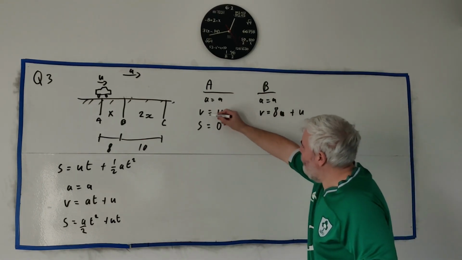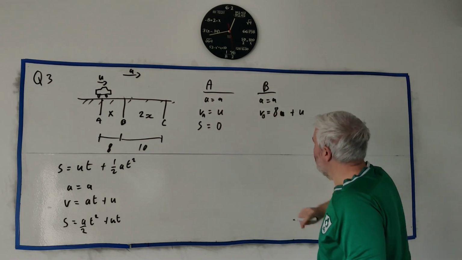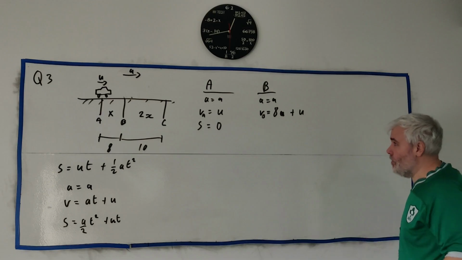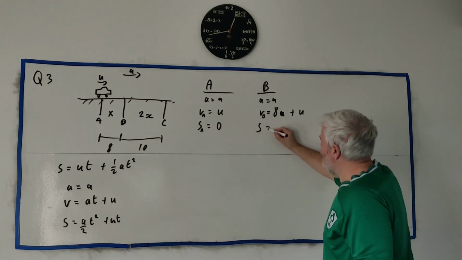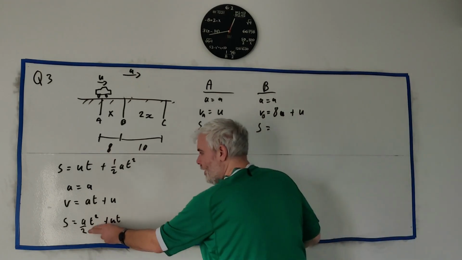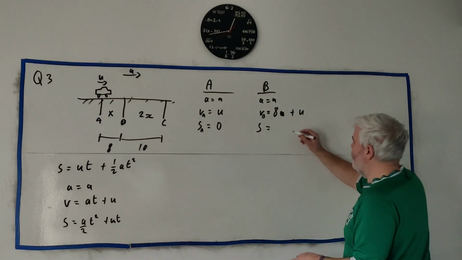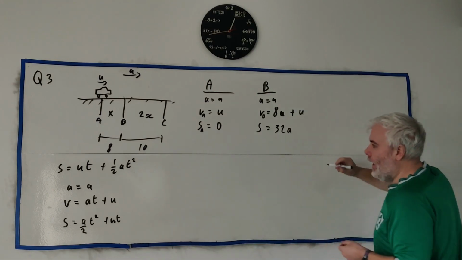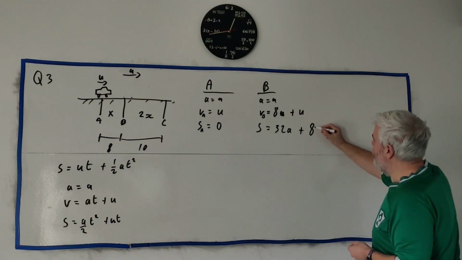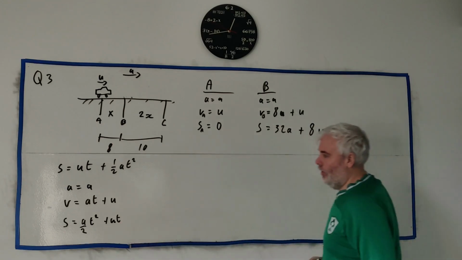This is the V at point A, V at point B. In a minute we'll get V at point C. Position at point A, 0. So the position after 8 seconds is 8 by 8, 64. 64 divided by 2 is 32A. So that's A, plus 8U. Okay, that's 8 times U there.